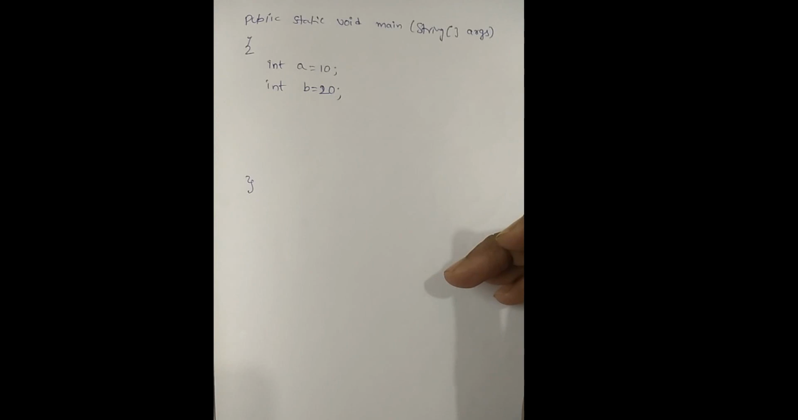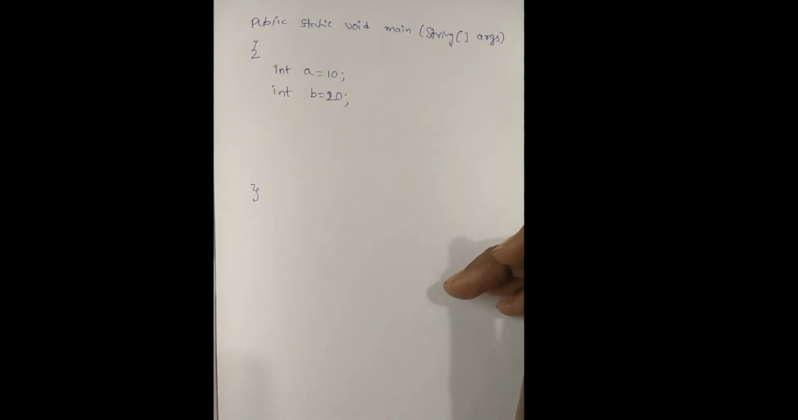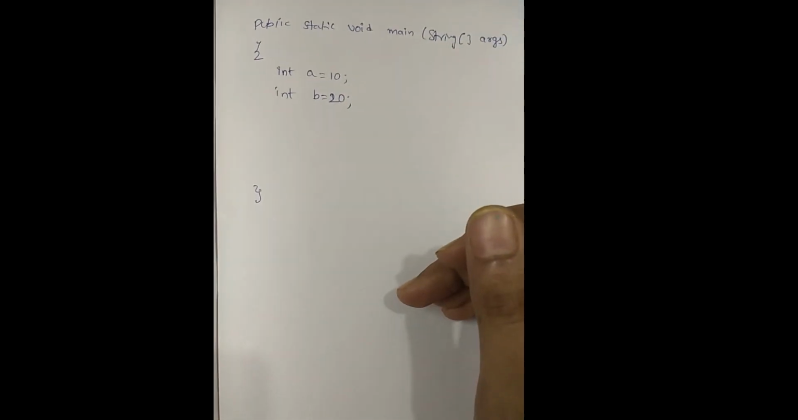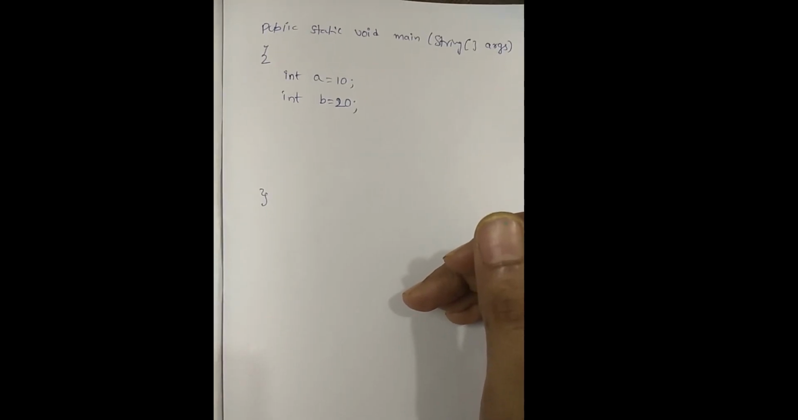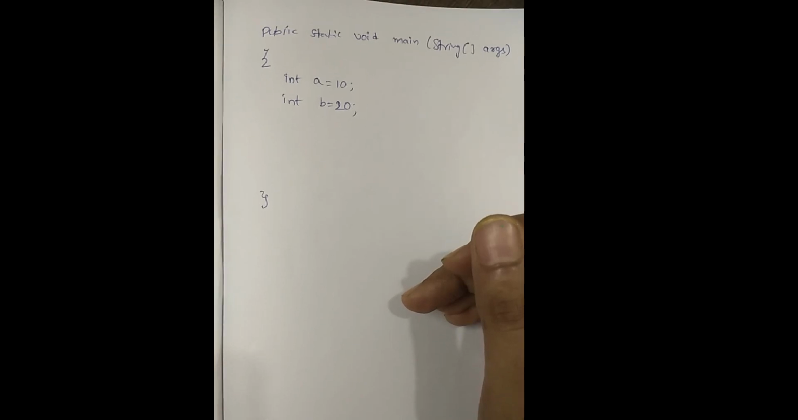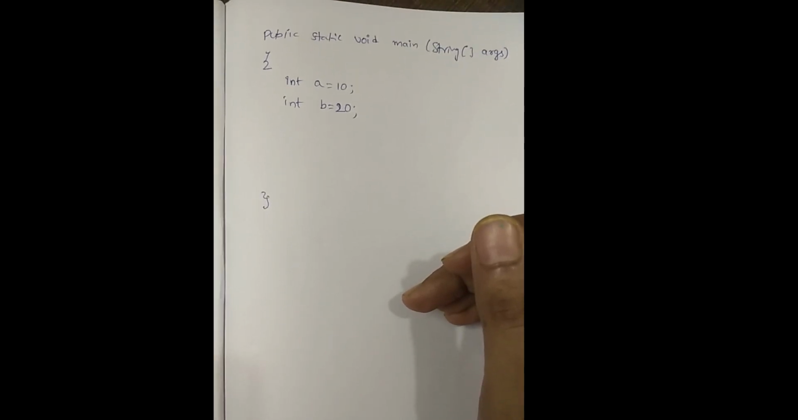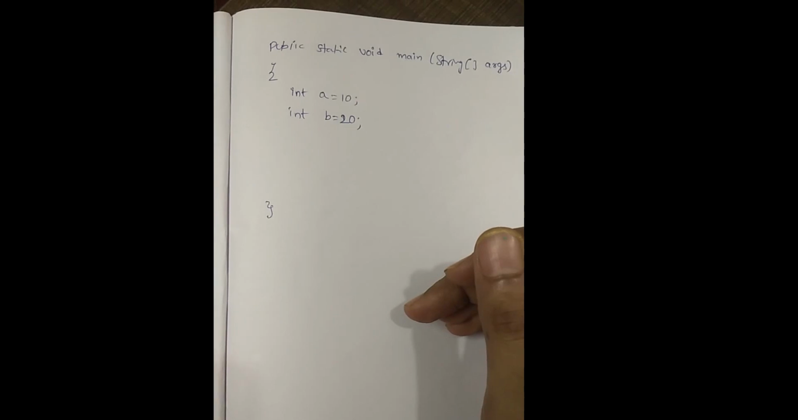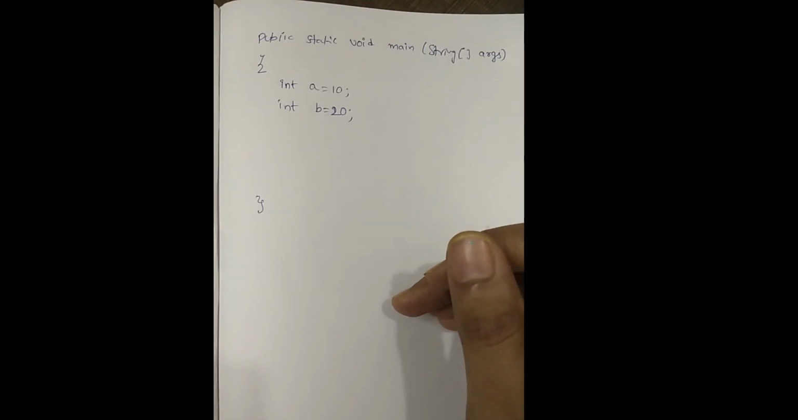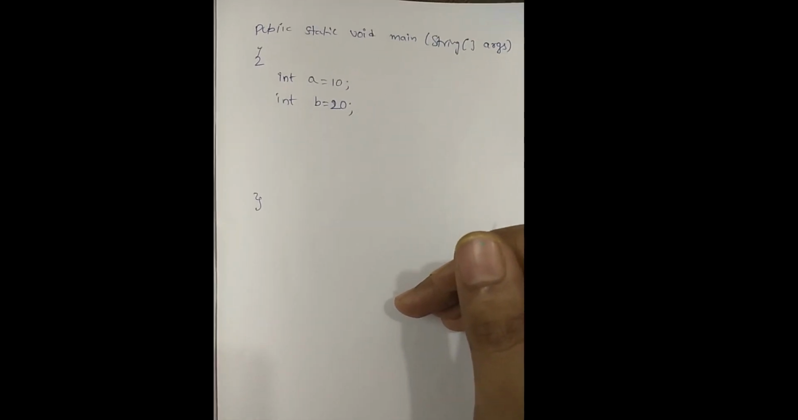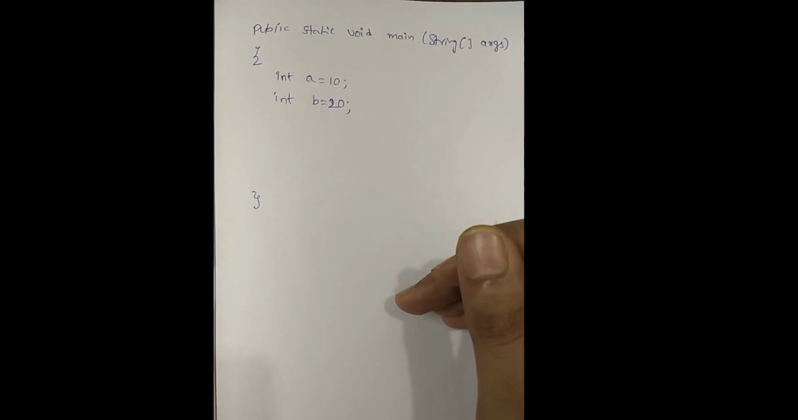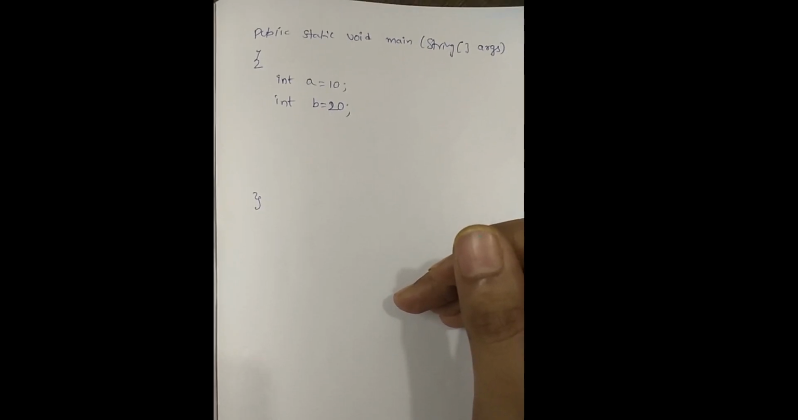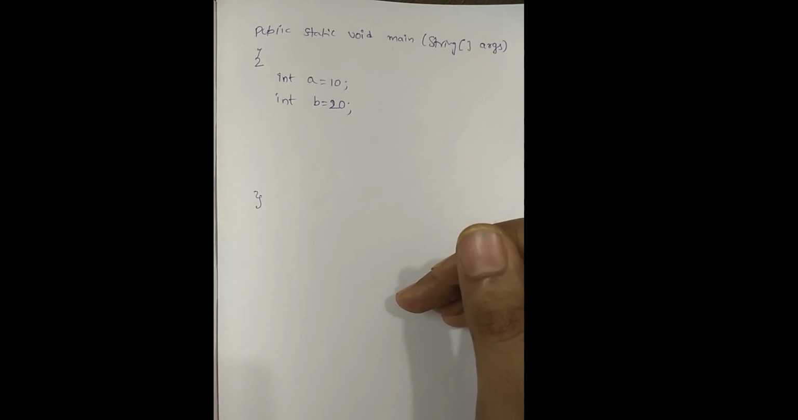Here I am going to explain the program called swapping two variables by using a temporary variable and swapping two variables without a temporary variable. Before you start writing the code, first you need to think logically about how to swap the two variables using a temporary variable. So first we need to do the hand execution.